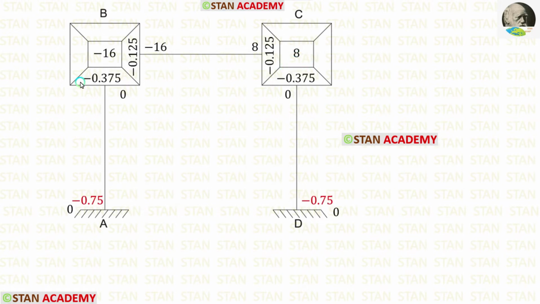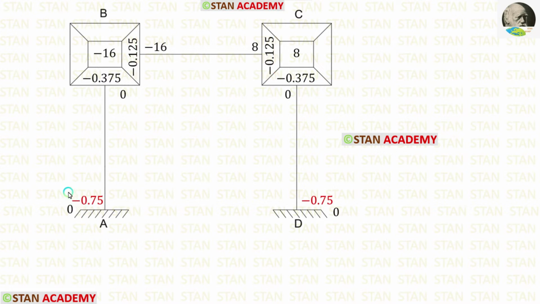Now let us enter the rotation factors. For BA, it is minus 0.375. For BC, it is minus 0.125. For CB, it is minus 0.125. And for CD, it is minus 0.375.